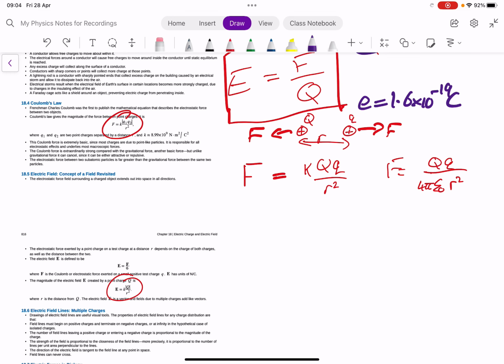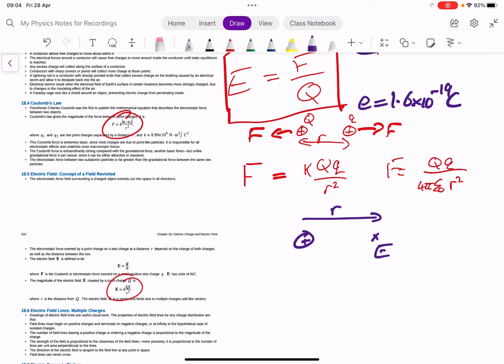Similarly, we've got the electric field strength. In the first instance, this is the force between two particles. For the electric field strength, we've got one particle, and what I'm interested in is, at a point over here, at a given distance away from the particle, what is the value of the field strength?